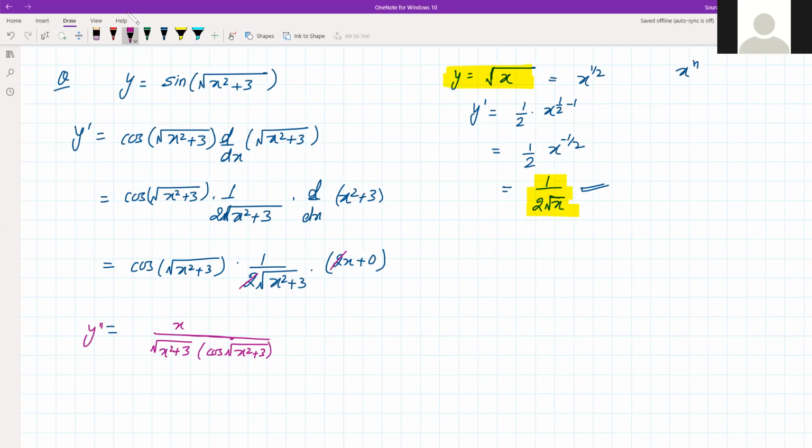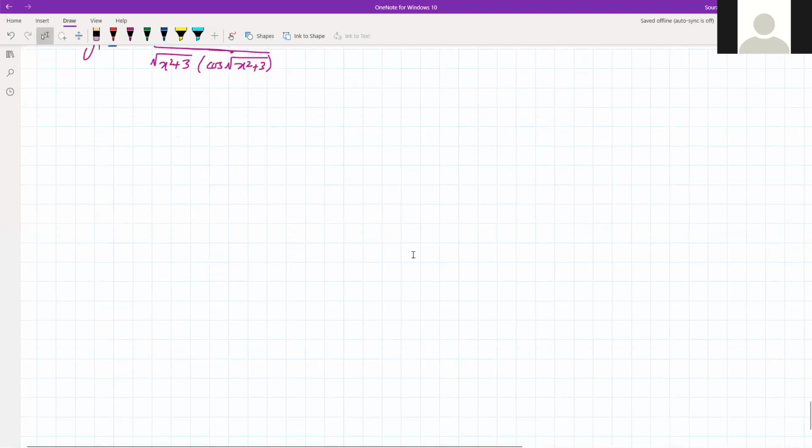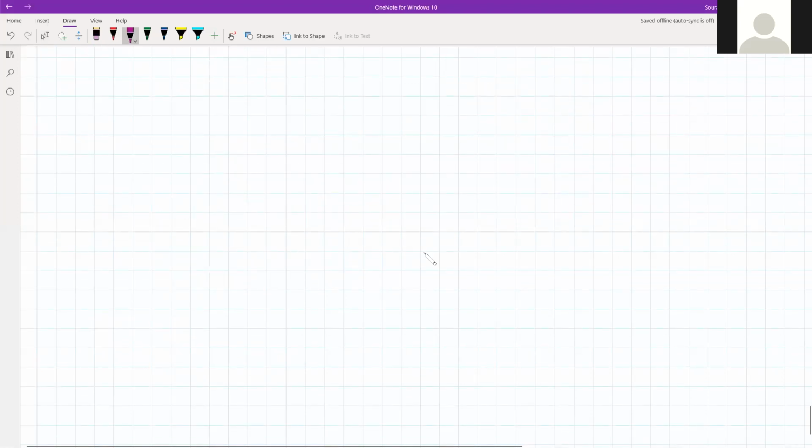And that's how we are going to solve such problems which have a function that is a function of another function. Or in one word, we can say that this is how we are going to solve composite functions. We are going to differentiate composite functions, and this rule is called chain rule. Let's solve some more problems based on this.